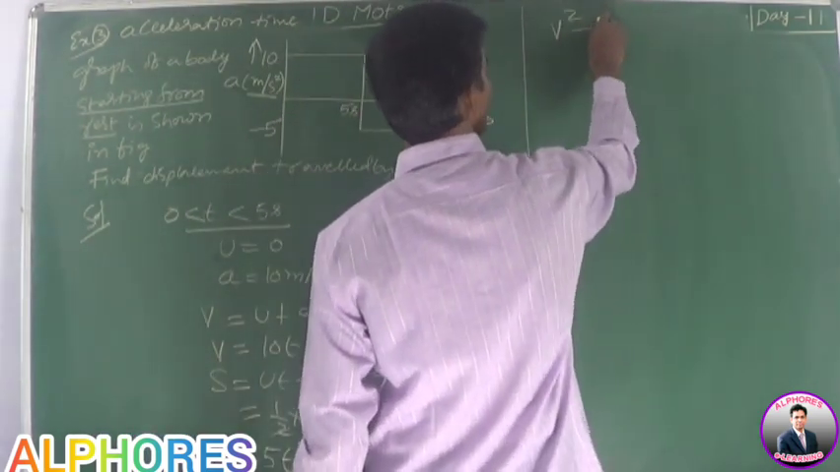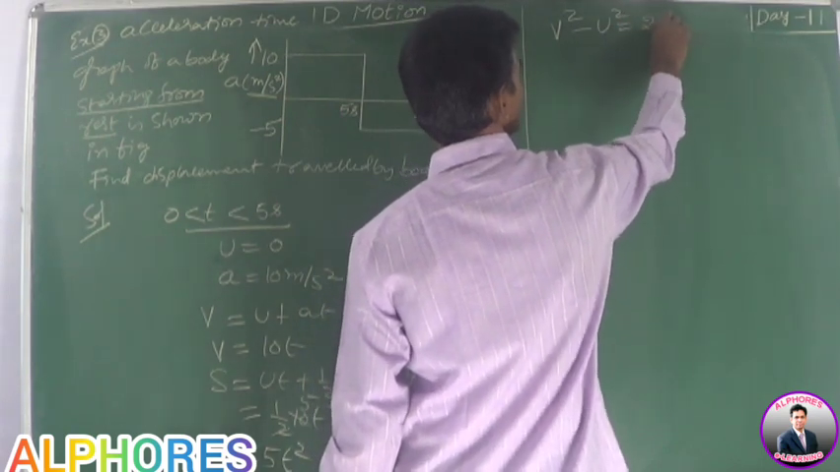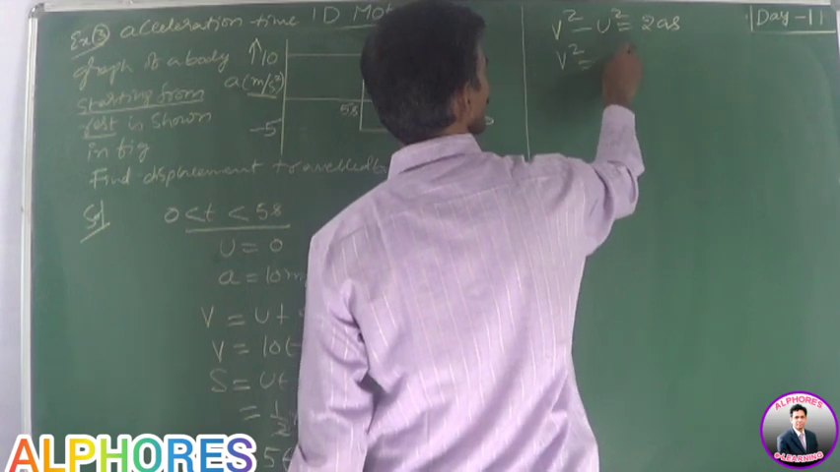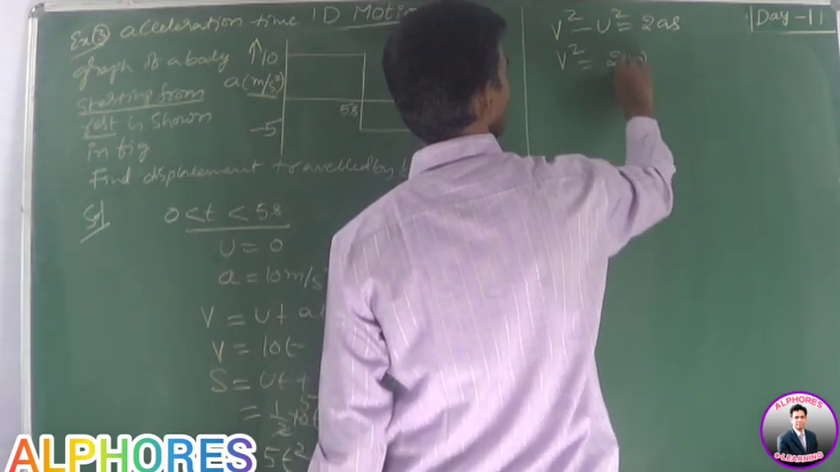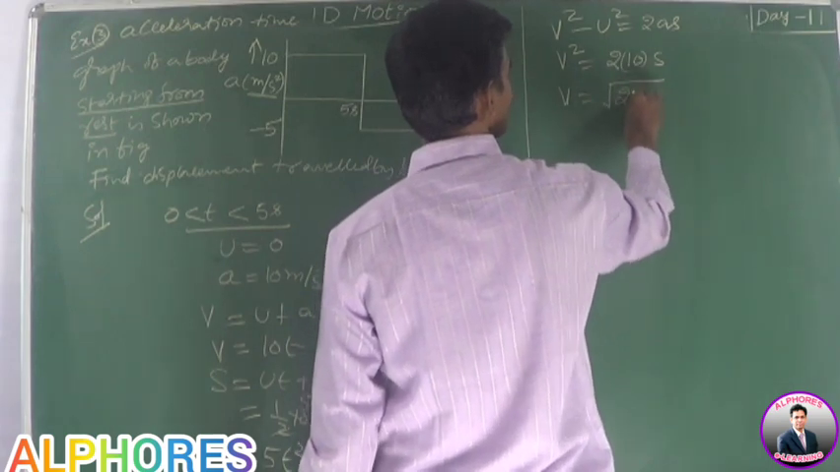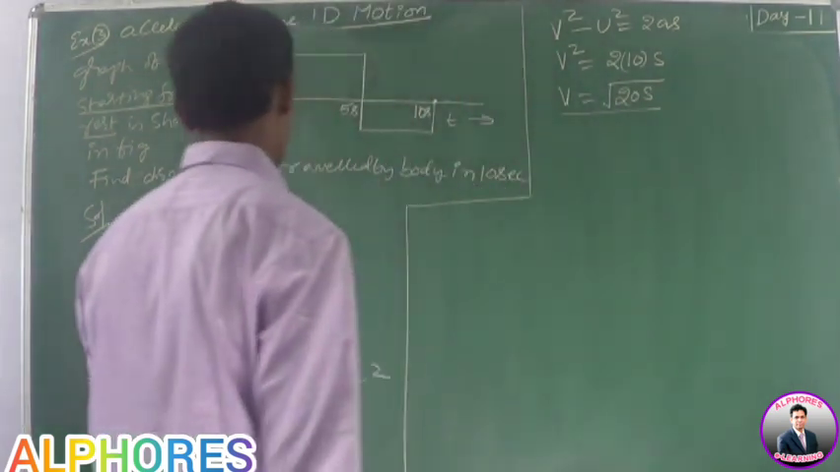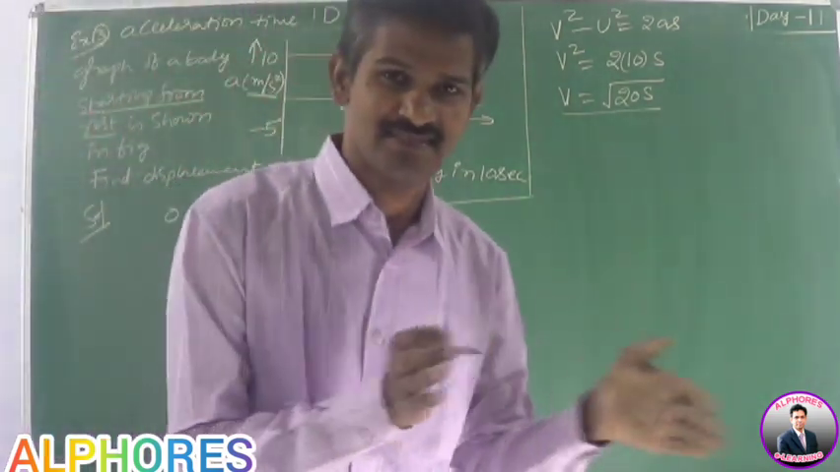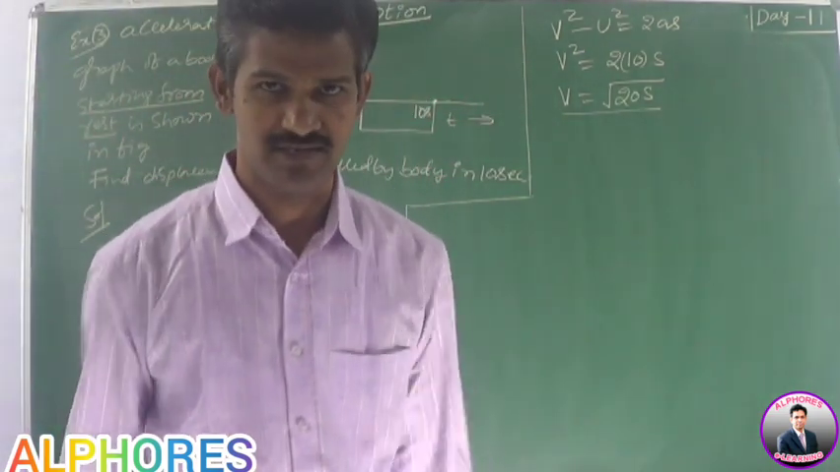Next, what is the velocity displacement equation? That is v square minus u square equal to 2as. With this, v square is equal to 2 into 10 into s. So v is under root 20s, where s is the displacement. With these equations you can calculate within the 5 seconds. Thereafter these formulas are not applicable.